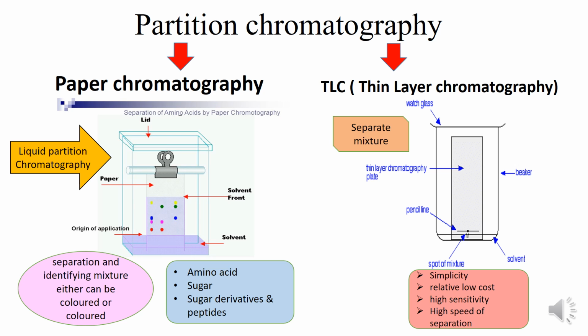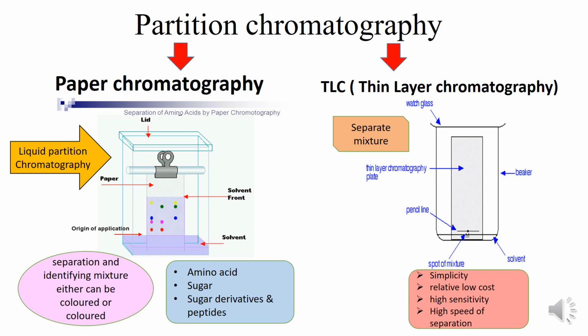Paper chromatography is used for the separation and identification of mixtures, either colored or colorless, and the mixtures used are amino acids, sugar derivatives, and peptides. The other name of paper chromatography is liquid partition chromatography.